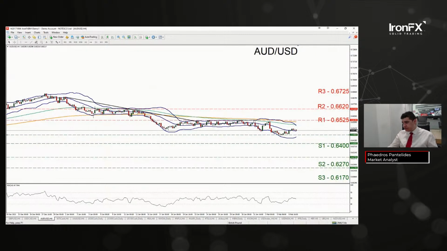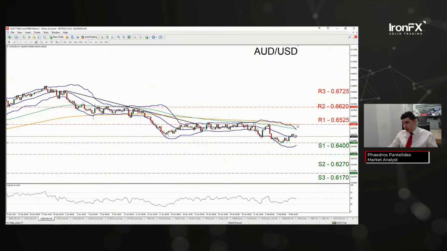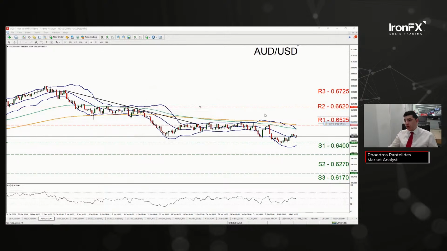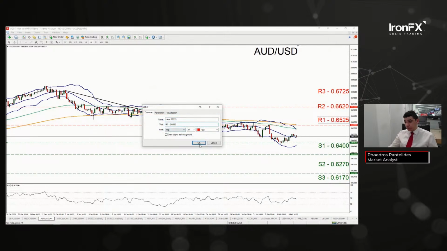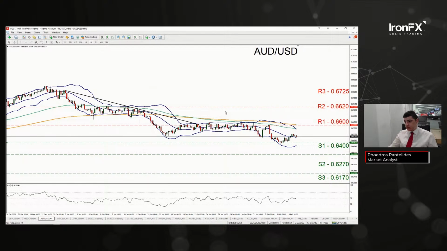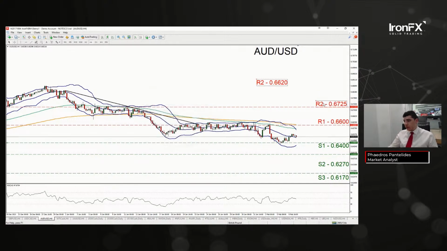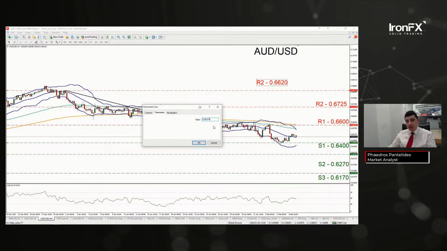Moving back to the Aussie. Let's bring our resistance level slightly lower. Once again, 0.660 for R1. R3 becomes R2. And then we need a new R3. Broke below, came back up, failed to break it again, moved lower, resistance level. I think that makes sense.